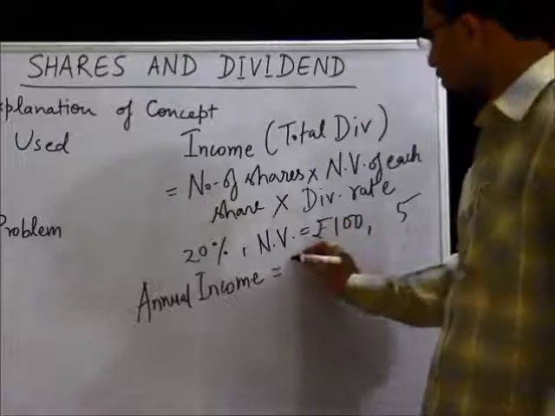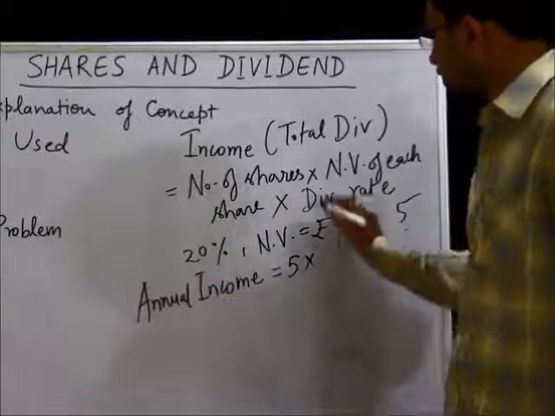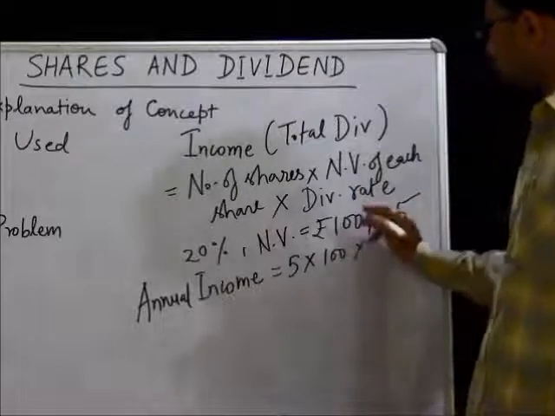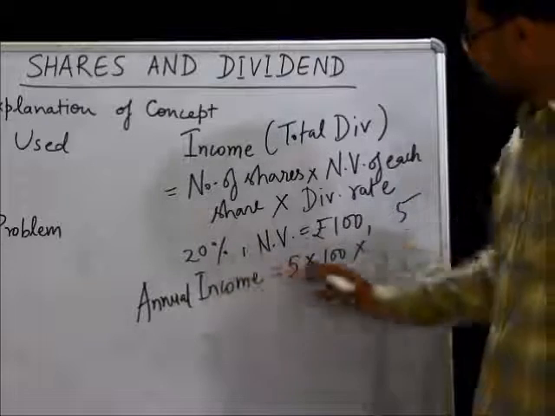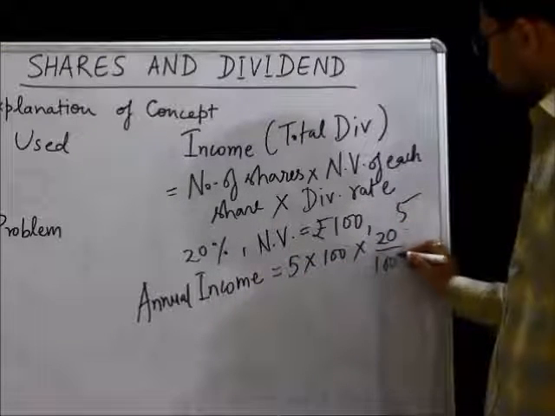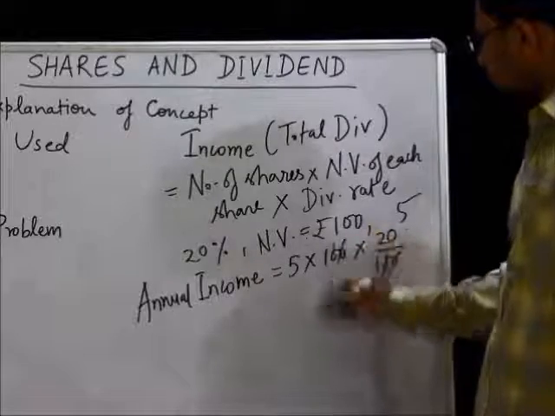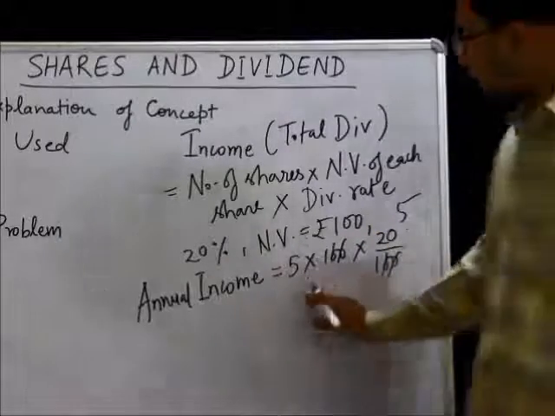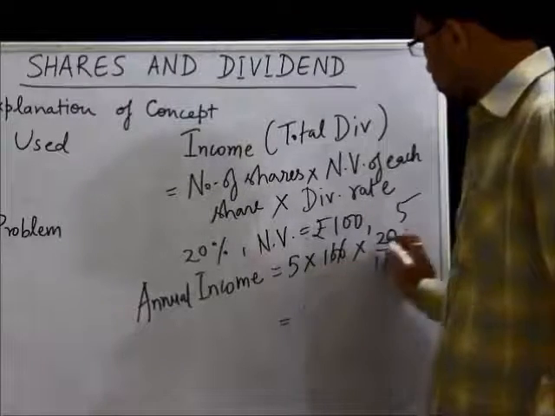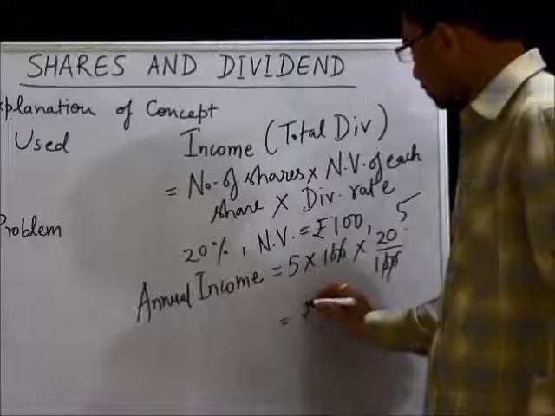Firstly we write here number of shares, which is 5. Then we write here nominal value of each share, which is 100 rupees. And then we write the dividend rate. Dividend rate here is 20%. So therefore we will write that as 20 upon 100. So this 100 will get cancelled out. So the total income which he will receive from 5 shares will be 20 into 5, which will be 100 rupees.